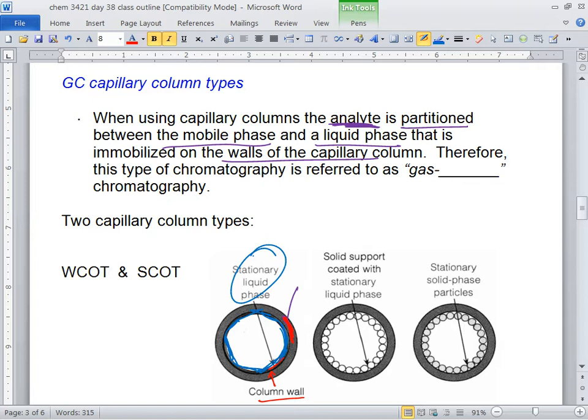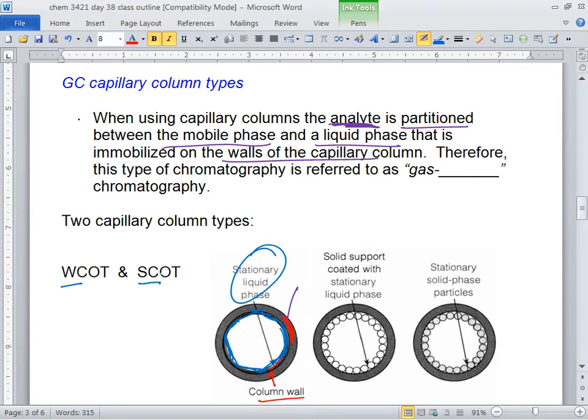So this is a hunk of glass, column wall, and then it's coated with your stationary phase, and it's a liquid. Or if they can't get it to coat on the inside walls of that capillary, they'll coat it on little tiny particles and jam them in the tube, in the capillary column. Okay, so there's stationary liquid phase or solid support coated stationary phase. Okay, so kind of like wall coated or support coated.